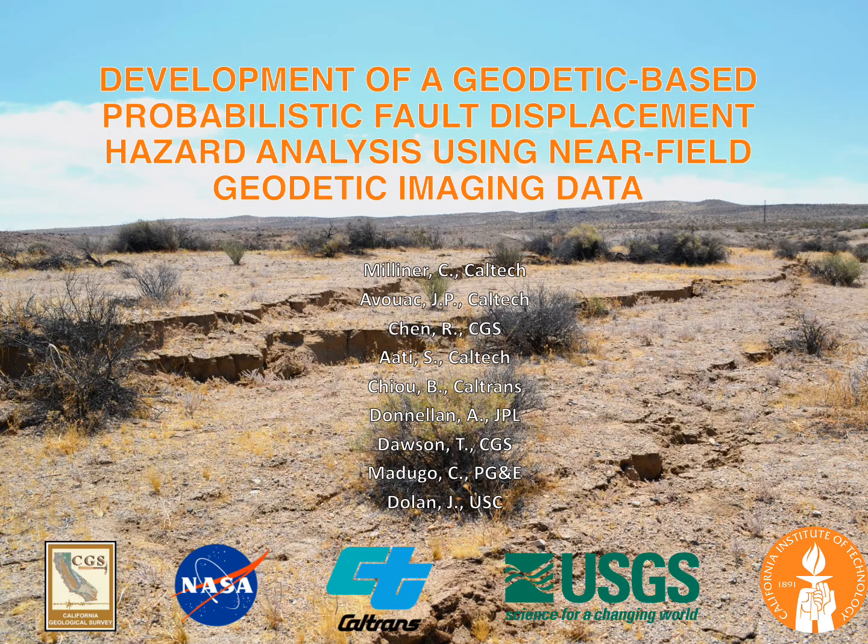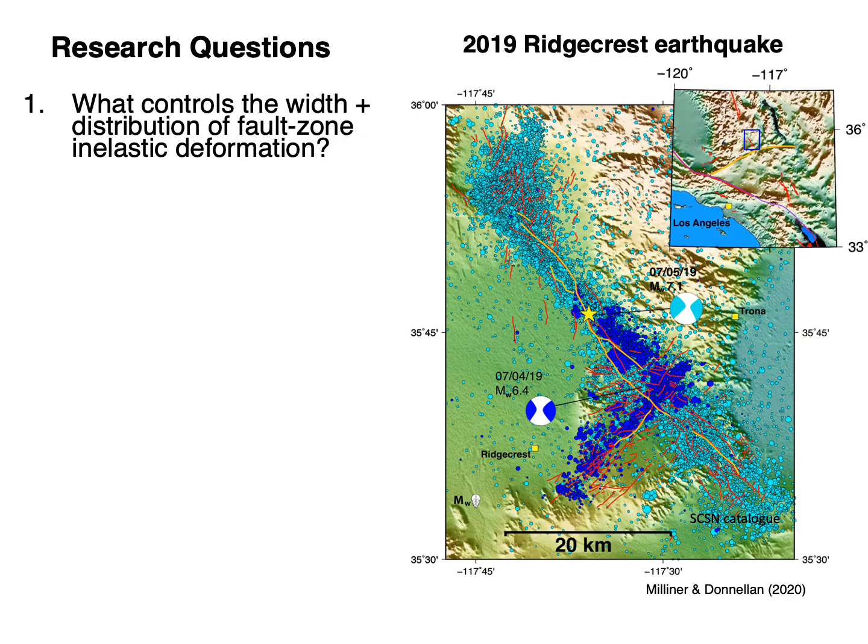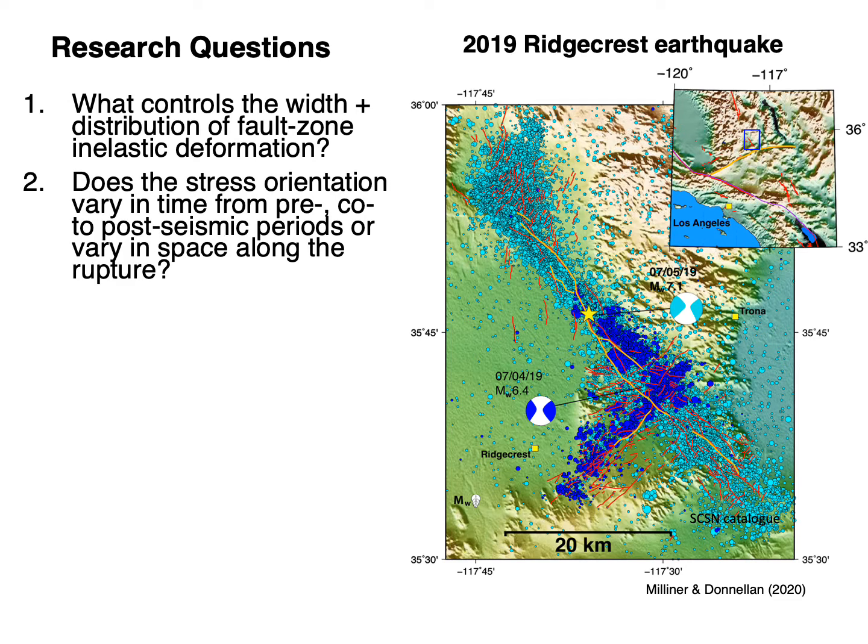All right, so in this talk, we'll be looking at surface measurements of the 2019 Ridgecrest earthquake sequence using pixel tracking of optical satellite imagery. So the first question we want to address is what controls the width and distribution of fault zone inelastic strain across a surface rupture? And the second is to understand, does the stress orientation vary between the pre, co, and post-seismic periods, or vary in space along a rupture?